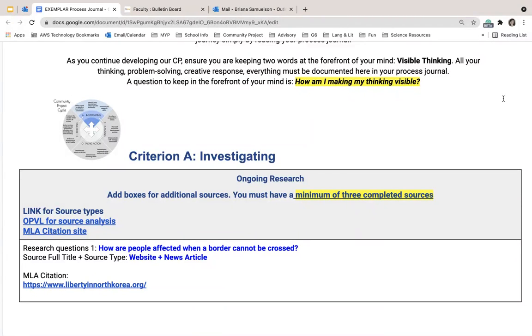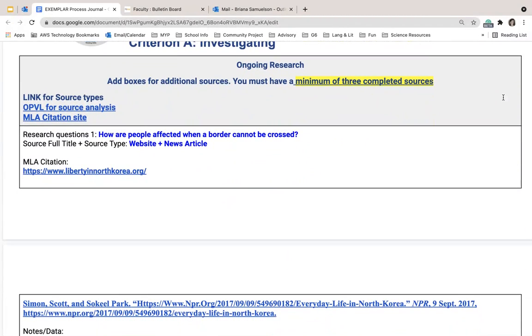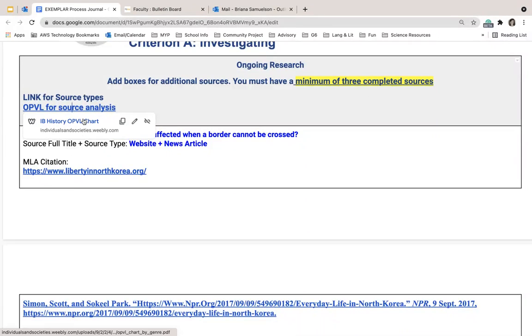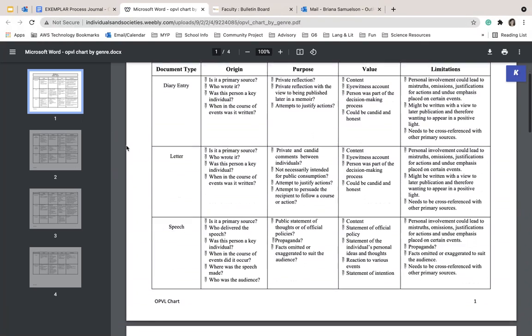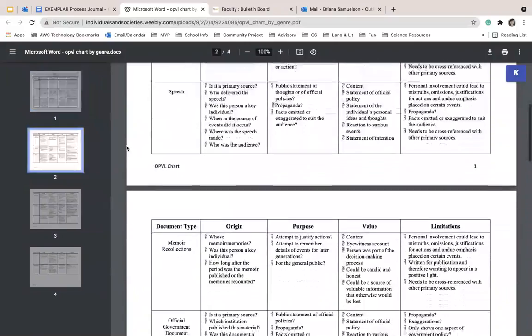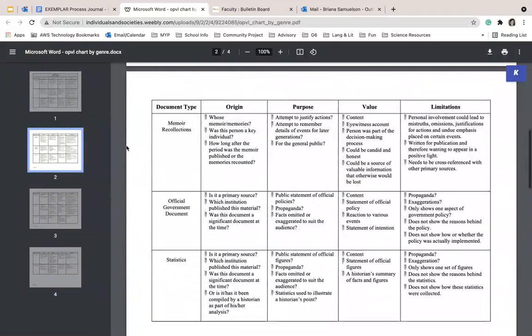We are in investigating. And I noted here that you are required to have at least 3 sources, reliable sources of information as part of your process journal. So to keep that in mind, you might want to ask yourself, well, when I'm looking for a source, how do I know it's useful to me? And all of these on this chart might help you understand what is useful and for what purpose.